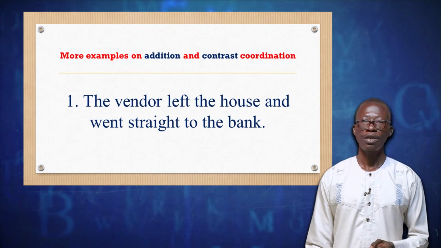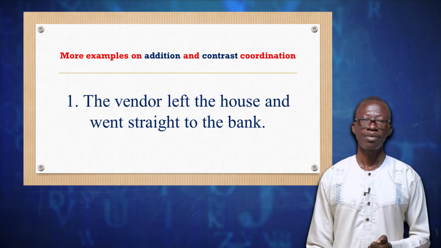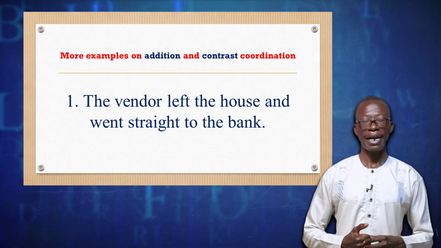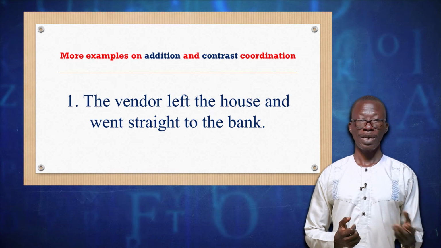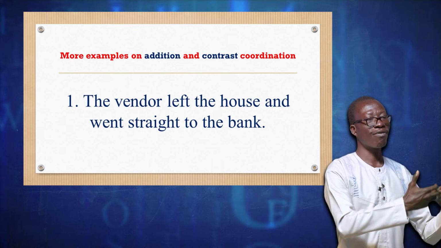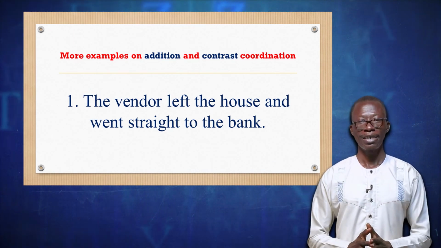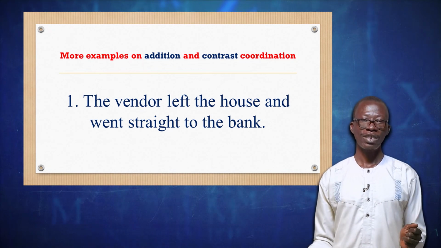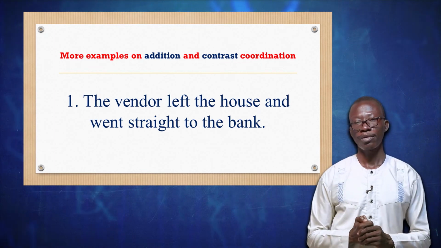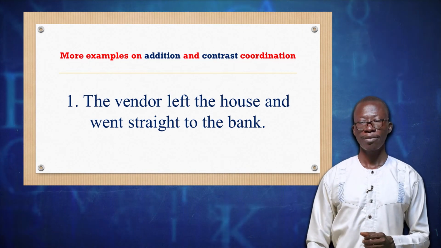Let's have more examples on the use of addition and contrast coordinators. The vendor left the house and went straight to the bank. So here, the understanding is that the vendor left the house, and immediately after, what the vendor did next was to move straight to the bank. So the second independent clause is adding additional information to the first clause to tell us the completion of the first action.